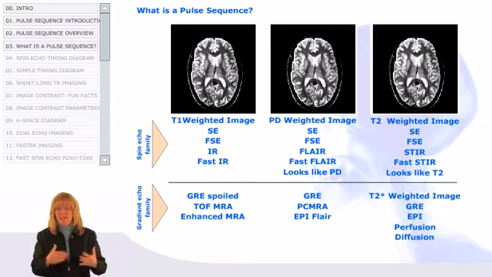You can get a T1 weighted image with an inversion recovery sequence. You can get a T1 weighted image with a fast inversion recovery sequence. And all of that comes in the spin echo family.